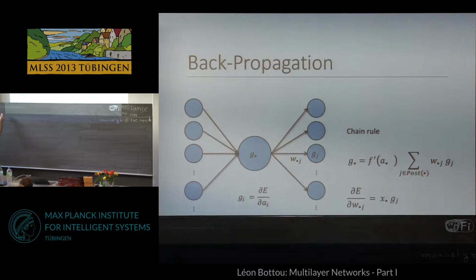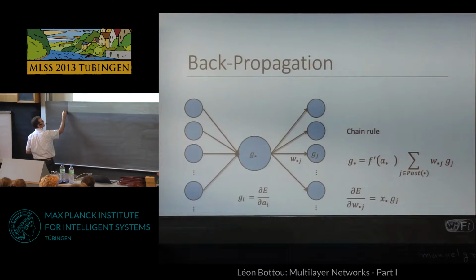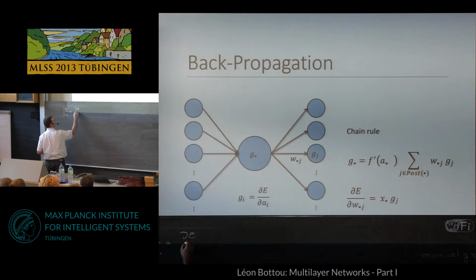The first thing I want to compute is dE over dai. And I write it as dE over dxi times dxi over dai. This is how I write it. This happens to be f prime of ai.